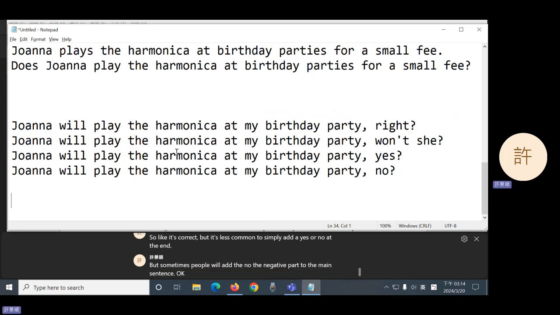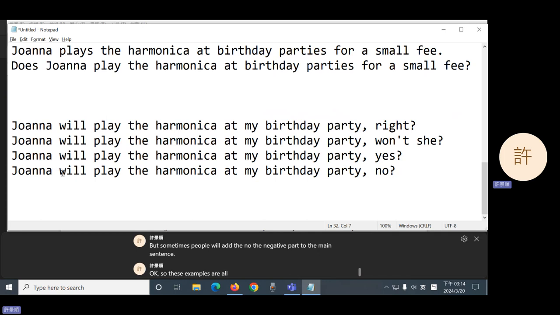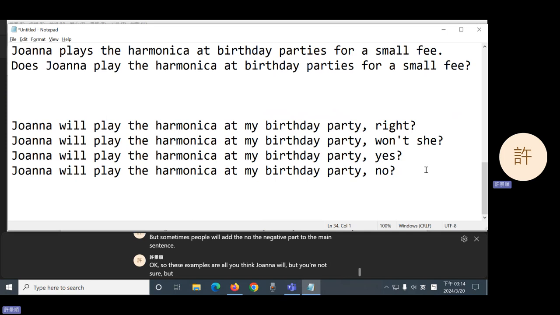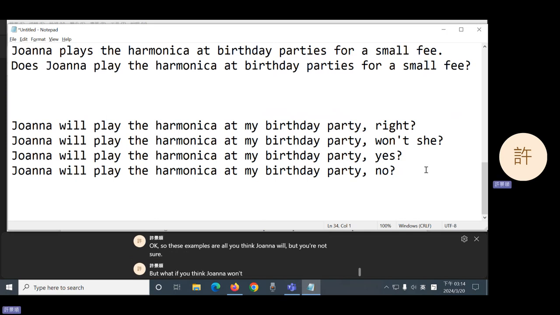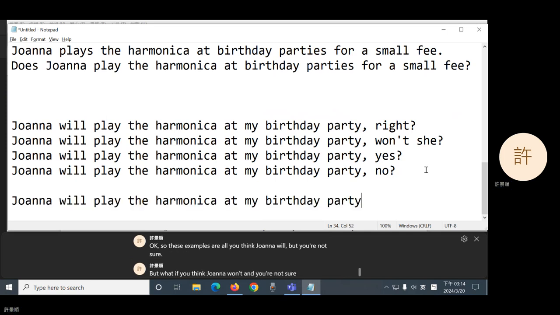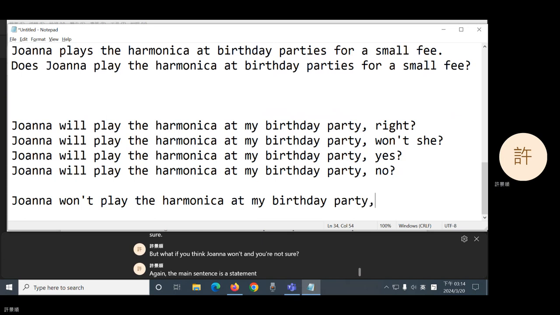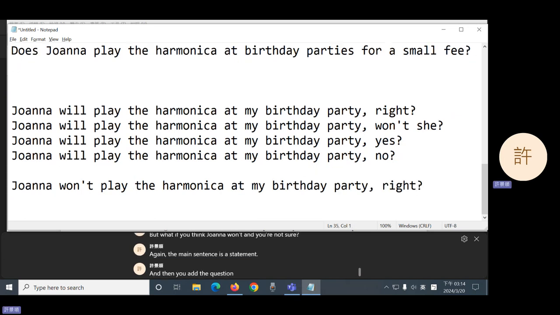Okay, so these examples are all you think Joanna will, but you're not sure. But what if you think Joanna won't, and you're not sure? Again, the main sentence is a statement, and then you add the question. Now, how do you answer this question? Actually, I should do it like this.